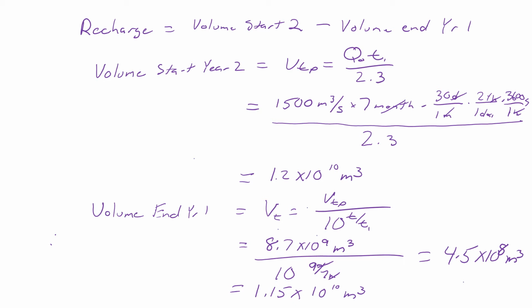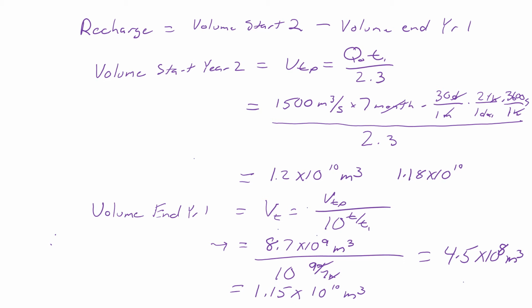Yes, sir? So I'm a little confused about VTP. VTP? Yeah. So when you use it in the first equation, you got 1.18 times 10 to the 10th meters cubed. Yes. But why, in this case, did I get a different one, in the second equation?